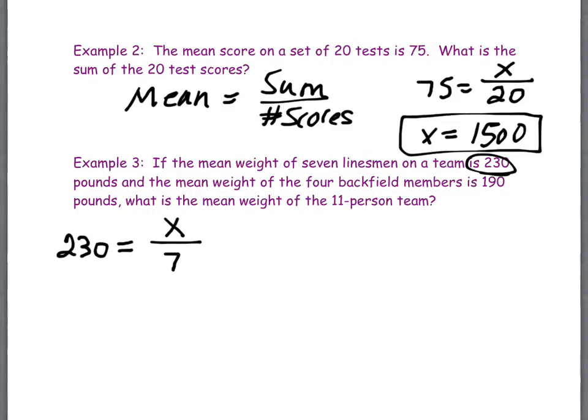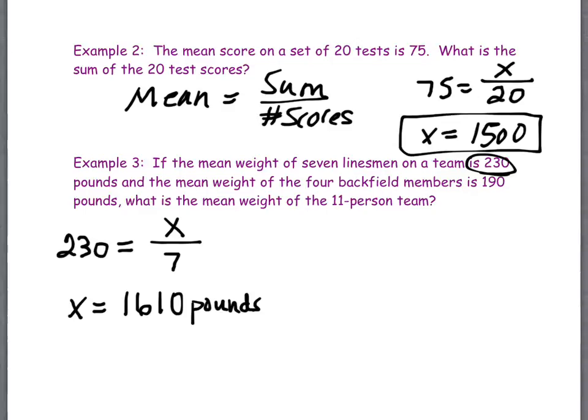All right, so what's my next step? Cross multiply, multiply by 7. So what does that give me? 1610. Yeah. Okay, and this is a number of pounds. I'll go ahead and write pounds here just to keep our minds active about what it is we just found. So this was our 7 linesmen.